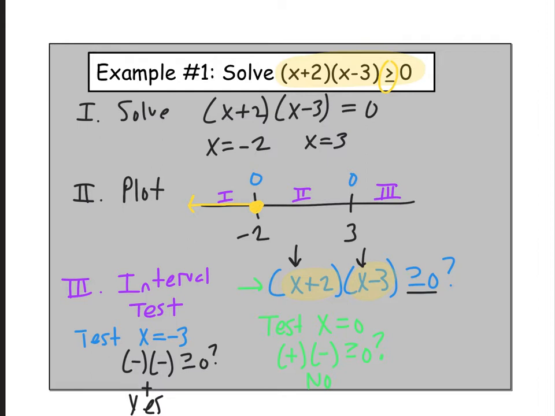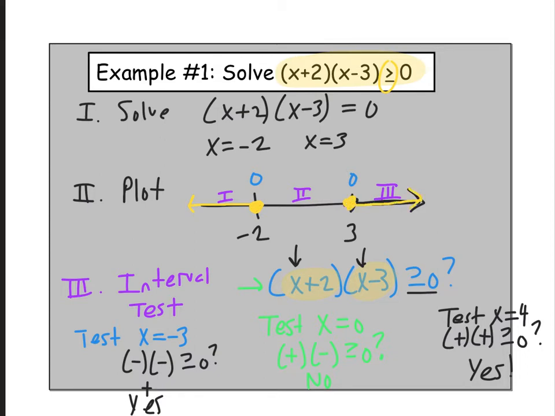Okay, and then finally, we will test something in interval 3. Any number bigger than 3, let's just test x equals 4. So go into the factored form. 4 plus 2 is positive. 4 minus 3 is positive. Is a positive times a positive number going to be greater than or equal to 0? Yeah, positive times positive is positive. So that works as well. The endpoint 3 also works because it makes it equal 0, which is allowed in this problem. So there's our other part of our solution.